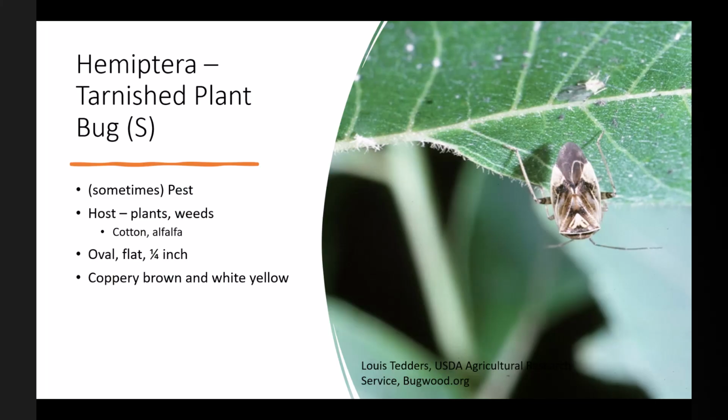Tarnished plant bugs are also sometimes considered a pest. These are kind of a coppery brown and yellow colored. So they're not really white and black. They're a little bit more colorful, more yellow to them. They're found on plants and on weeds, and you can often find them feeding on cotton and alfalfa. But the host is plants and weeds. Kind of oval shaped, flat, very wide head, wide shoulders, and only about a quarter of an inch long.